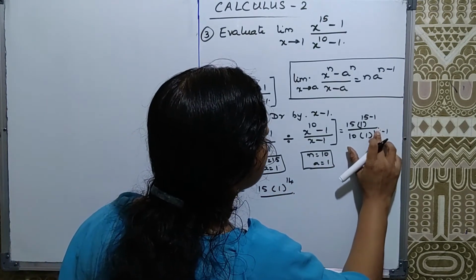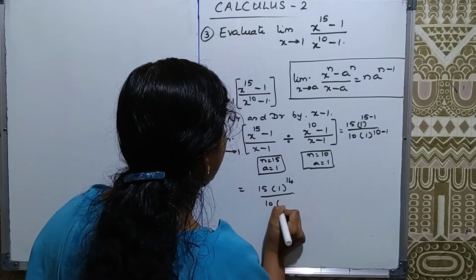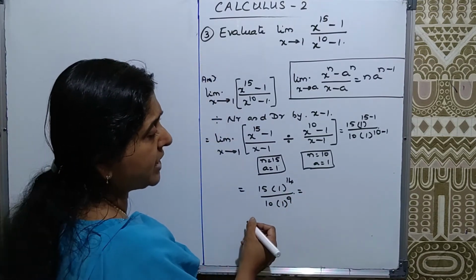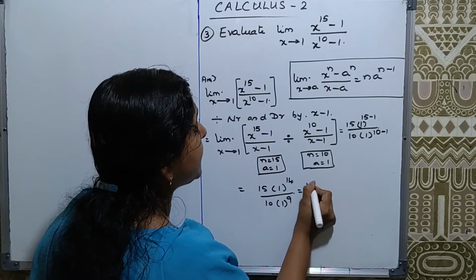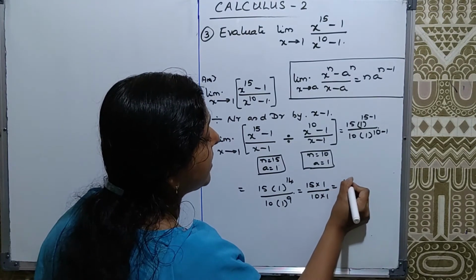Sorry, the second one is not 15 minus 1, it is 10 minus 1. So it will be 10 into 1 raised to 9. So this 1 raised to any number will be that number itself. So it will become 15 into 1 divided by 10 into 1. So it will be 15 divided by 10.